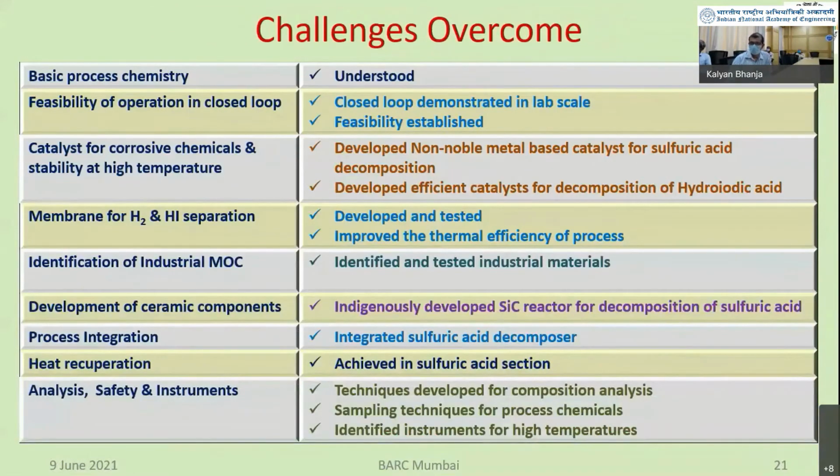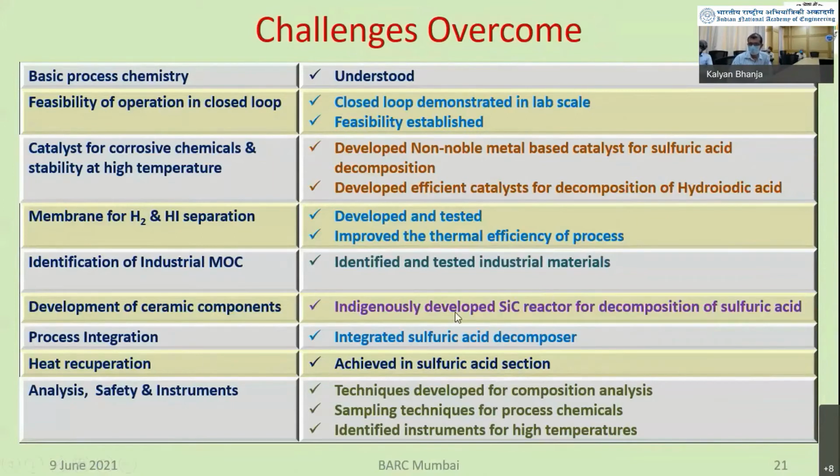Then quite a few challenges we have overcome. Basic process chemistry has been understood. Feasibility has been established. For sulfuric acid, a non-noble metal based catalyst has been developed, that is the chromium doped iron oxide catalyst. Then a highly efficient catalyst for HI decomposition also. Then membranes, this is also a very good development at BRC, which improves the thermal efficiency of the process. Then materials have been identified and tested.